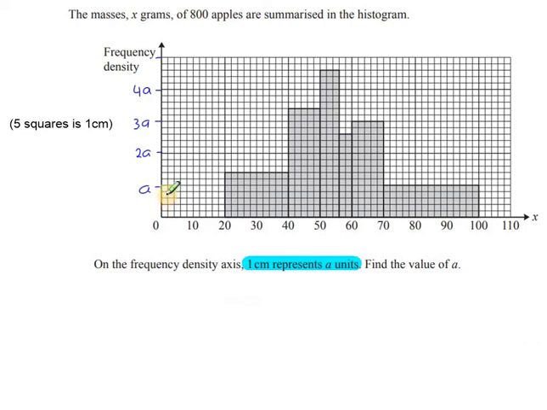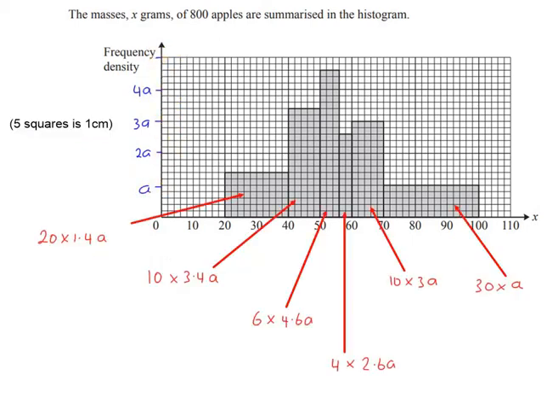That's 5 squares, that's 1 centimeter, because 5 squares is 1 centimeter. And 1 centimeter represents A units, hence the A. So that's A, then that's 2A, 3A, 4A, and 5A. And then we calculate the area of each bar.